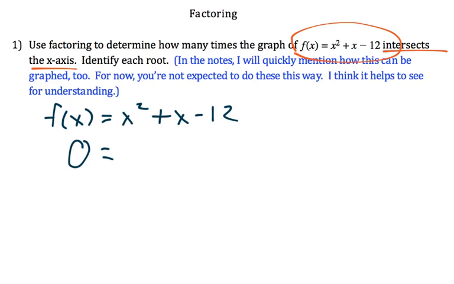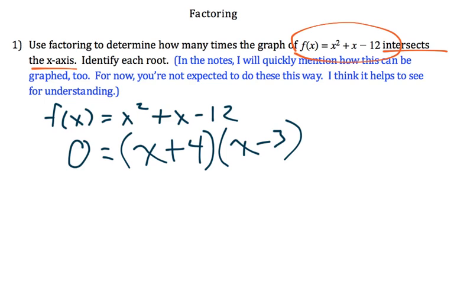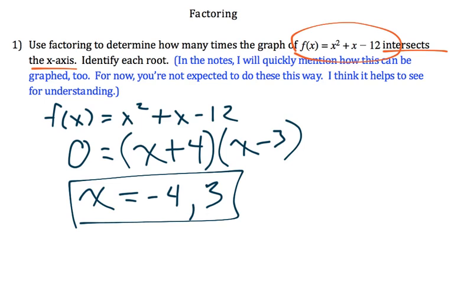And I'm looking for the factors of negative 12 that add up to positive 1 because there's no a in front of this. So I'm going to write x plus 4 times x minus 3. And what this means is that I have values where y will be 0 at x is negative 4 as well as 3. So these are the solutions I got from there. And that's going to tell me that it will intersect the x-axis twice.